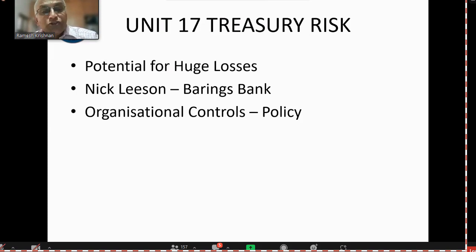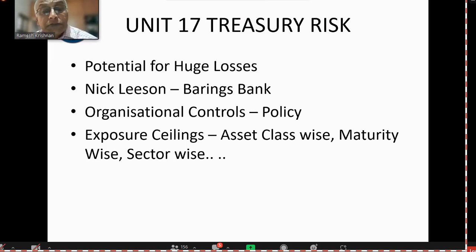So organizational controls are required. That is why front office, mid office, and back office are separately compartmentalized, and only the mid office has free access to both front and back. Otherwise, the inter se access is not there for front and back.